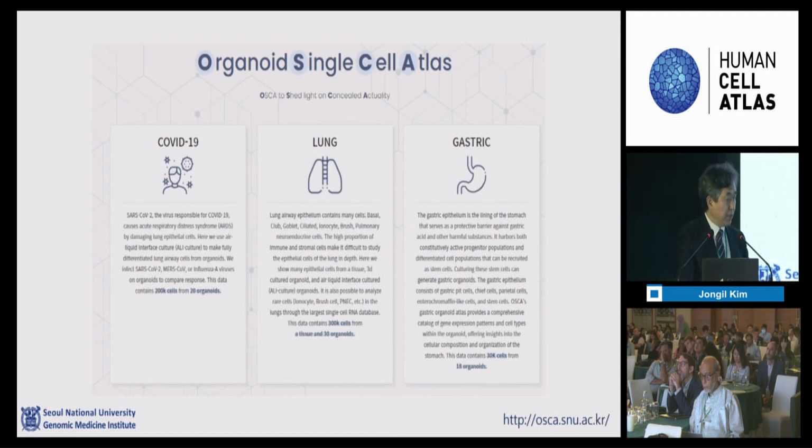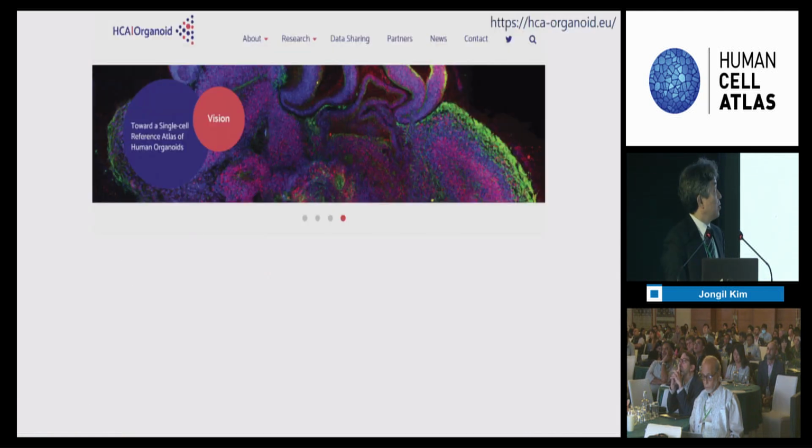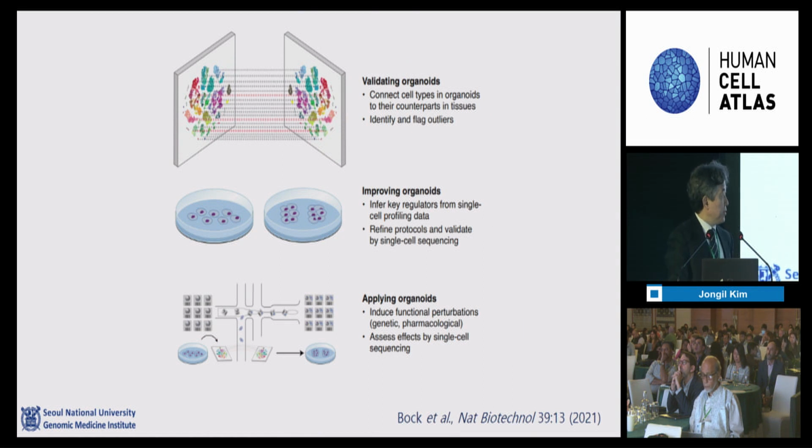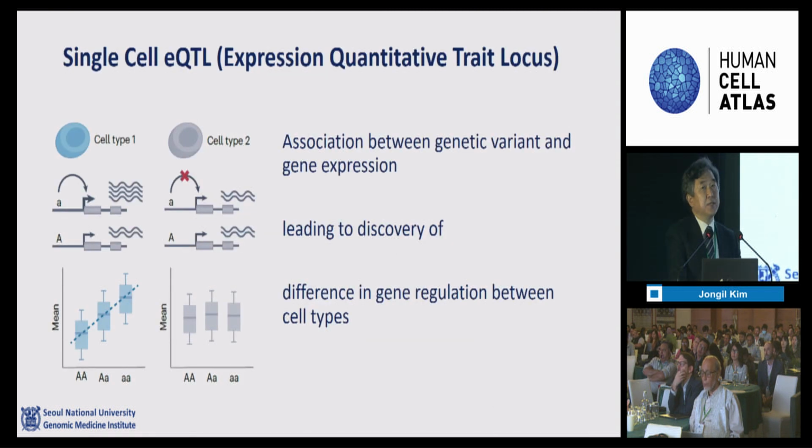The second part is OSCA, the Organoid Single Cell Atlas. Organoid is one major part of the HCA networks. In the paper published in 2021, Dr. Bok mentioned that single-cell sequencing of organoids can contribute to validating or improving the analysis of perturbation data. But when we designed our project, our major motivation was single-cell eQTL analysis.